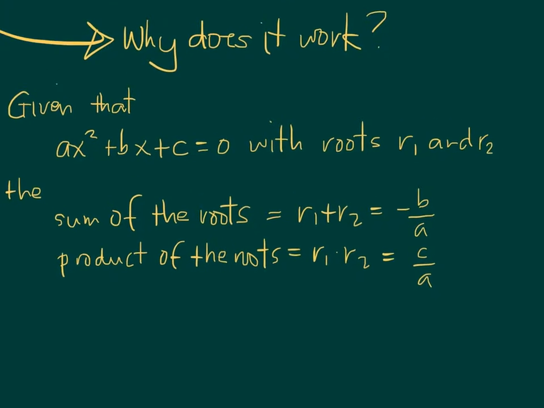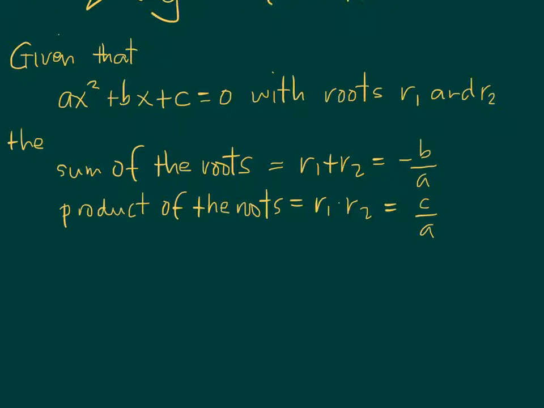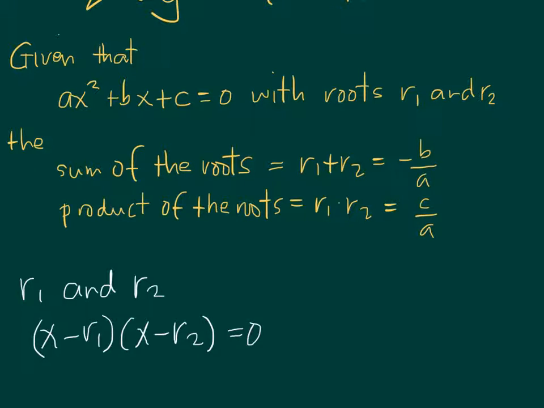Now, let's consider again that the general form of the quadratic equation is ax squared plus bx plus c equal to 0, and that r1 and r2 are the roots of this equation. Now, what I want you to take note of is that if we have r1 and r2 as the roots, then it means the quadratic equation also takes the form x minus r1 times x minus r2 is equal to 0.